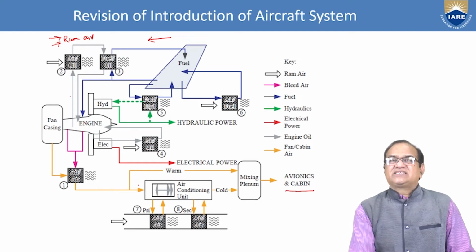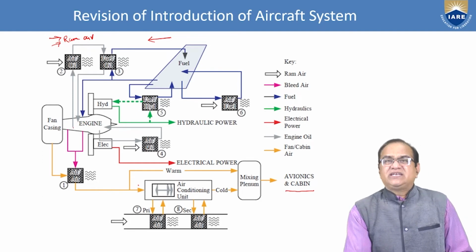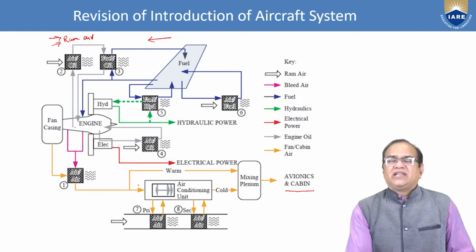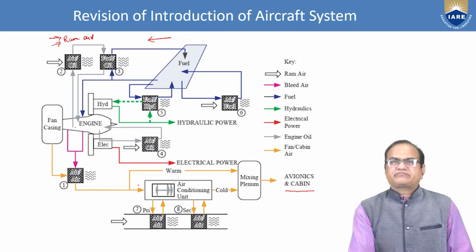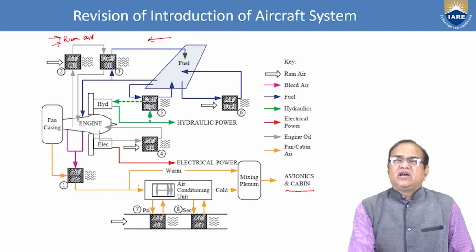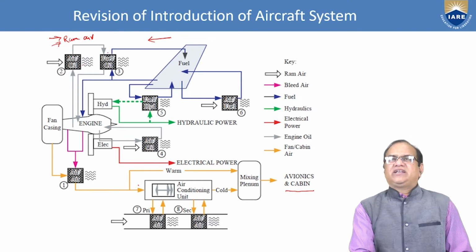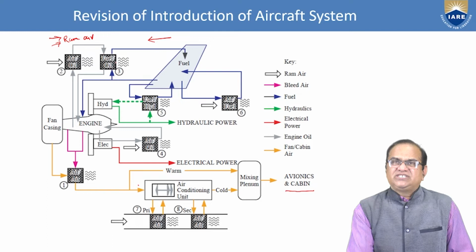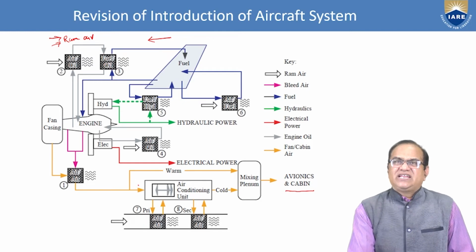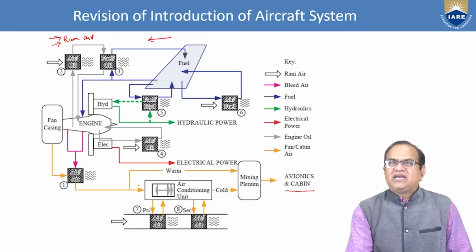This engine oil is sprayed inside the engine bearings, and these bearings are at a very high temperature. To cool this oil, first air is used, then some part of this oil is cooled by air, and the next part goes to another heat exchanger. In this heat exchanger, air is also blowing and fuel is also coming from here. So this fuel is heated up a little and going here.